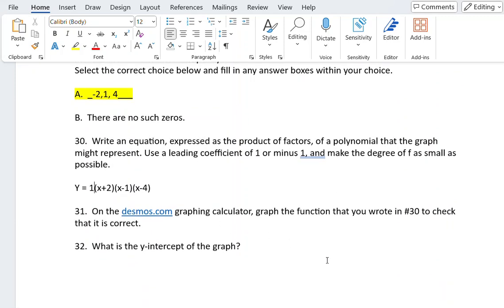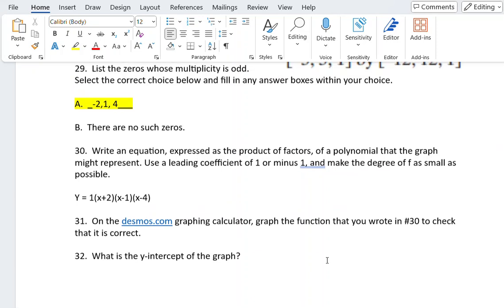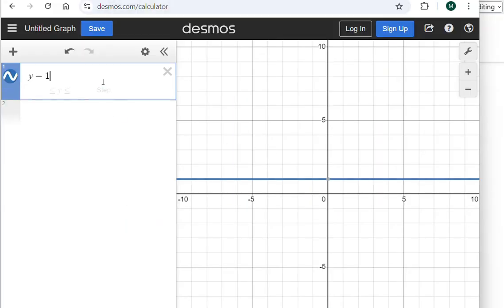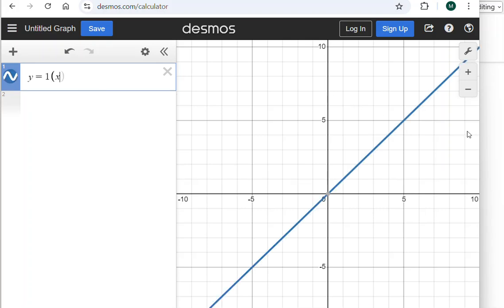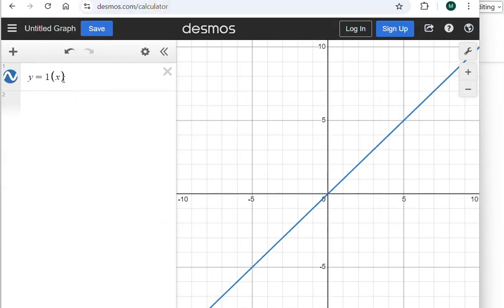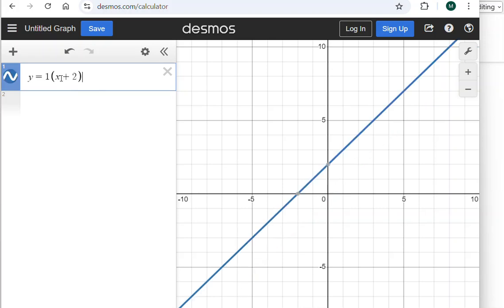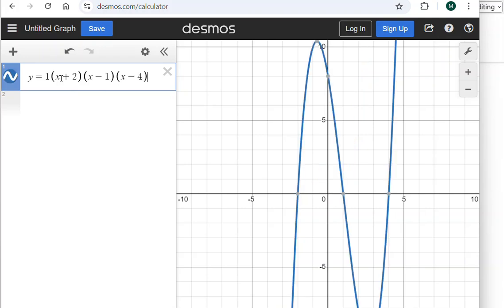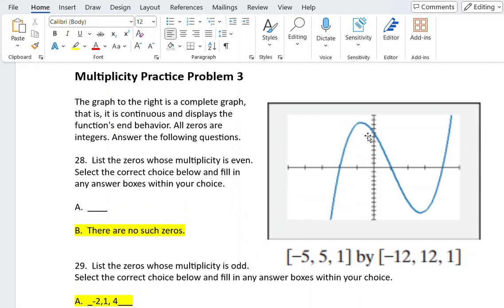So now we're going to graph our function to check that it is correct and identify the y-intercept. So on my Desmos graphing calculator, I'm going to type in my factors, which are x plus 2, x minus 1, and x minus 4. So here's my graph. And overall, it looks like it does match the graph in my picture, although my scale is a little bit different, so that's why it looks a little bit more stretched out.